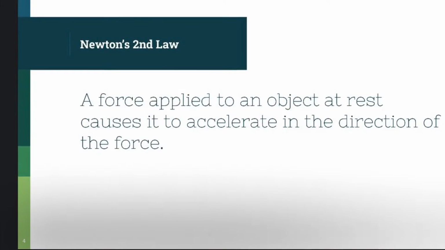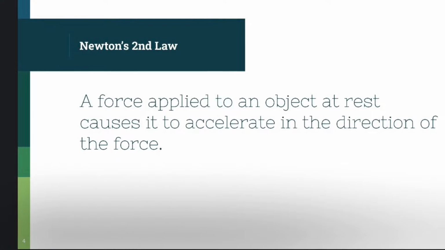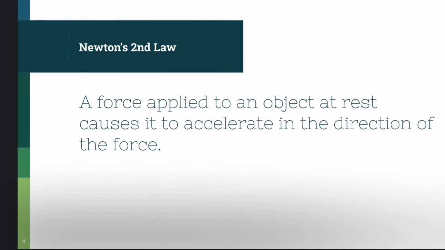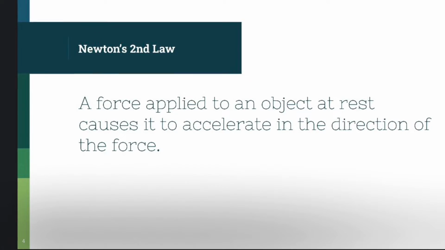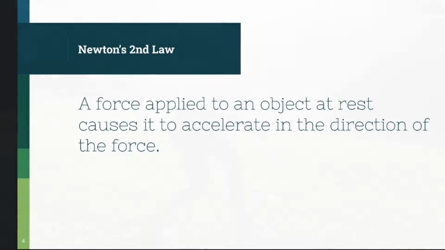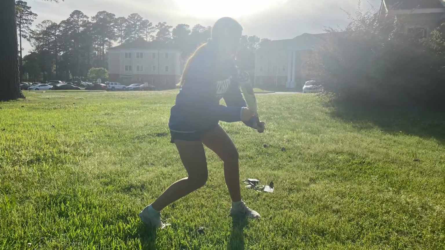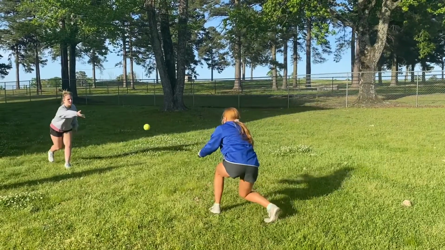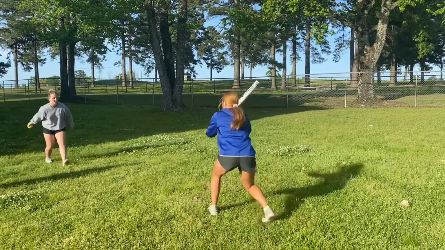So also you see Newton's second law of motion tying into bunting because the mass of the bat is not in motion. Put in very simple terms, it is a force applied to an object at rest, which accelerates in the direction of the force. So when you're looking at the bunt, the bat is obviously not in motion, it is at rest, and the ball that is being pitched is the one that is in motion. So you see the mass acceleration is provided by the softball that is pitched.